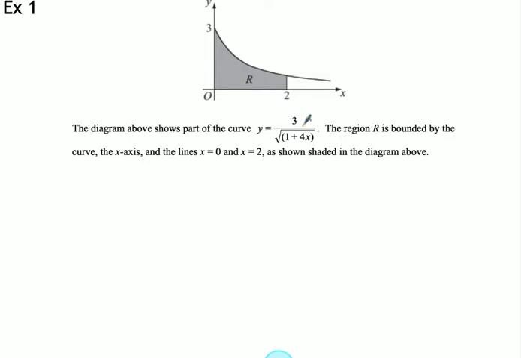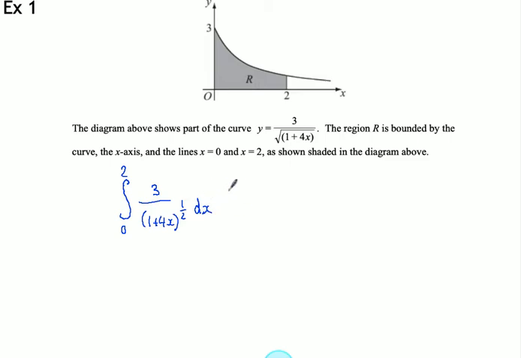Okay, so let's start off with this then. So very similar to a year 12 question, but very much a year 13 function. So here, let's just set it up. We are going to integrate between 2 and 0, 3 over 1 plus 4x to the power of a half dx.